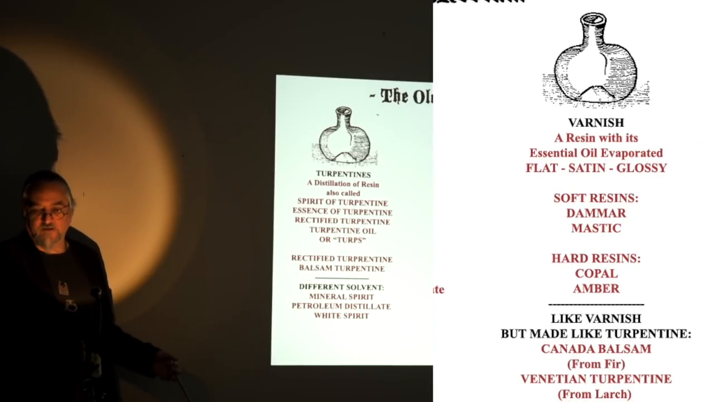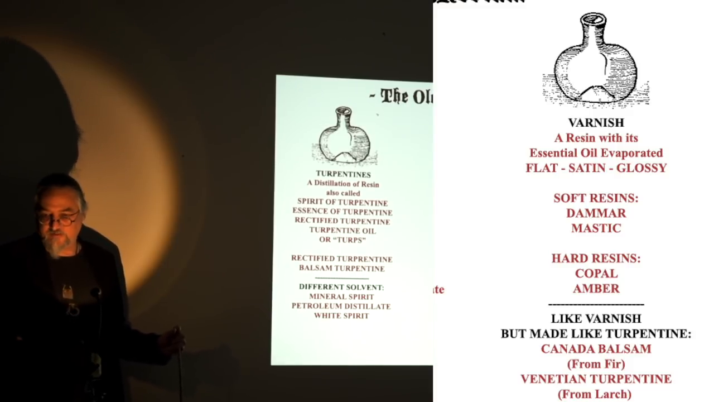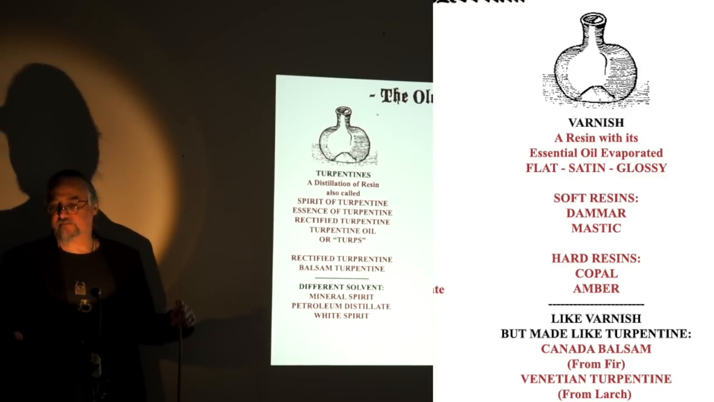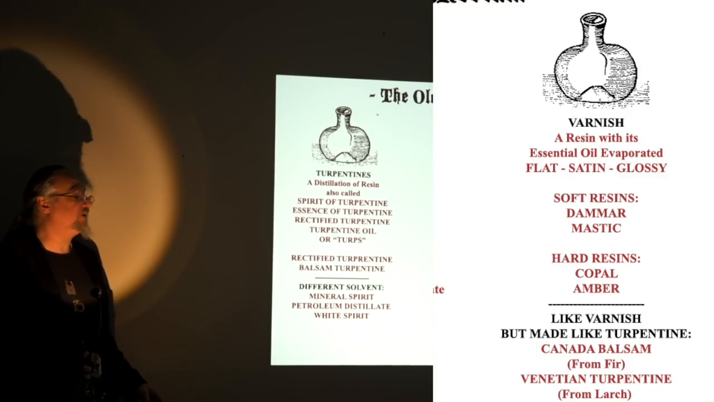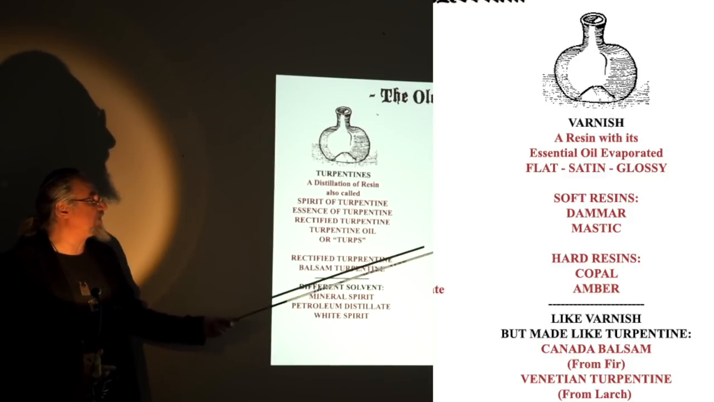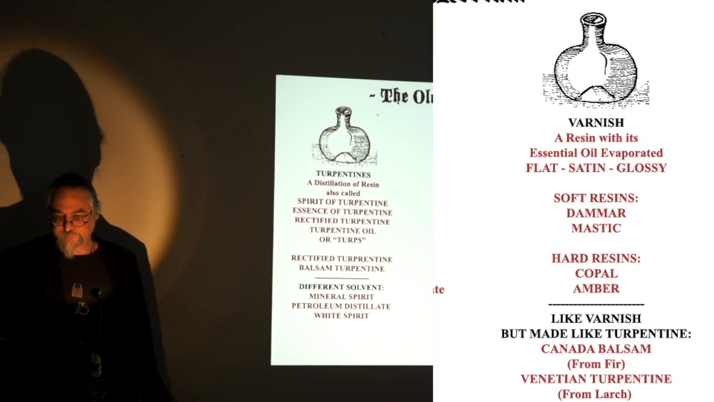Finally, you have varnish. Varnish is also a resin, but it's a resin in which the essential oil has been evaporated, and you find flat, satin or glossy varnishes. Typically, you have the soft resins like damar and mastic, the hard resins like copal and amber.